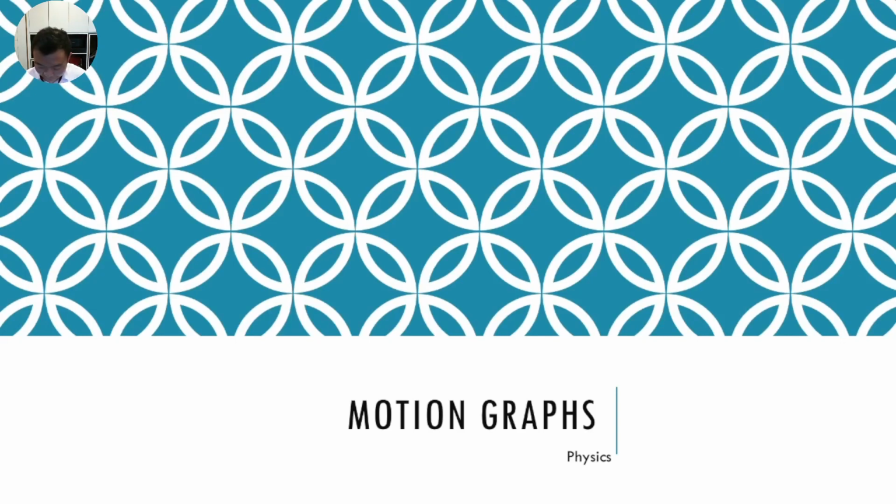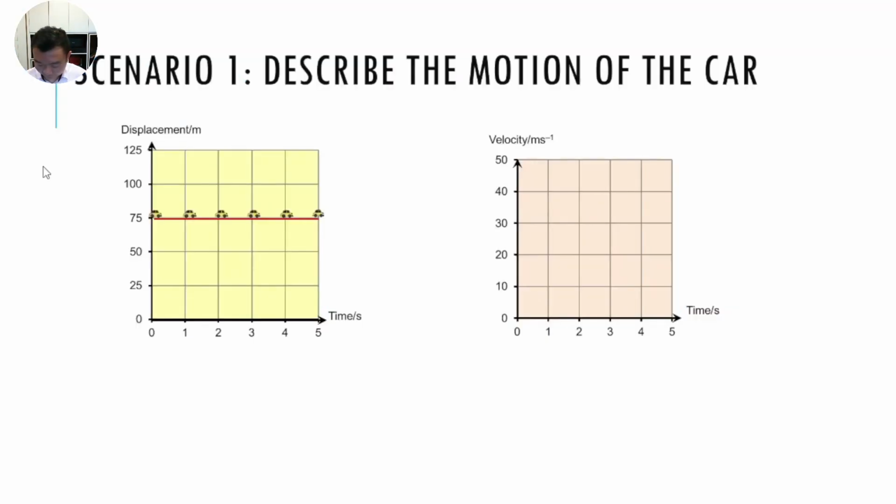Hi everyone. So today I'm going to go through with you about motion graphs. Let's look at this scenario. Describe the motion of the car. So you're given the displacement time graph. How would the description of the motion be like? I'll give you 5 seconds to think about this.